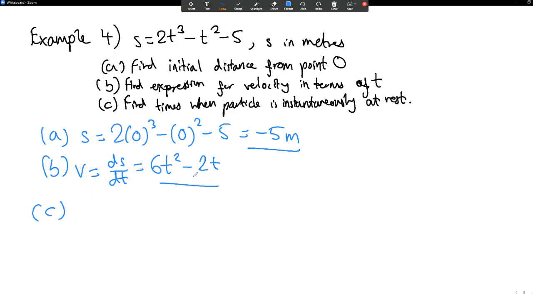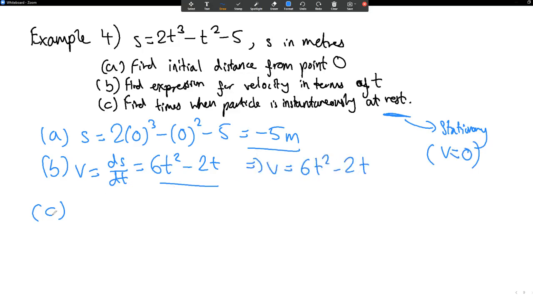So what we can do here is remember when an object is at rest, or another word for this is stationary. Remember we said that that's when v equals 0. So let's substitute v equals 0. So this is the equation we have. Now it wants to know the times when it's at rest. And remember, it says times, so it's looking for more than 1.